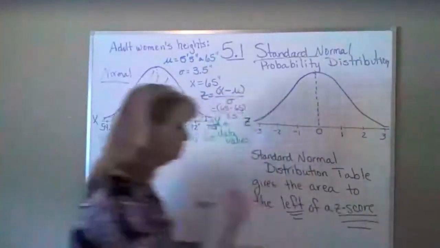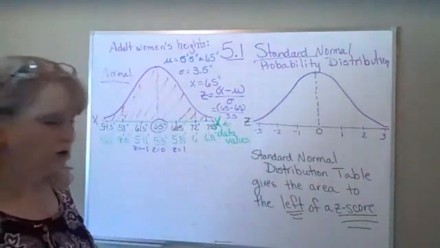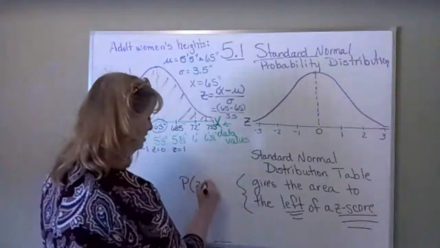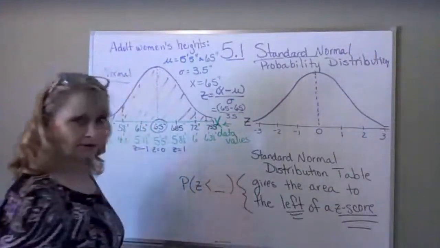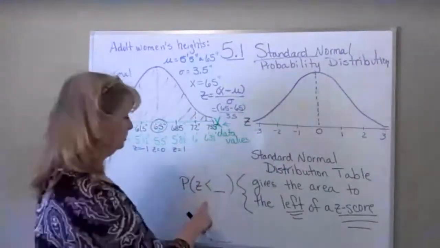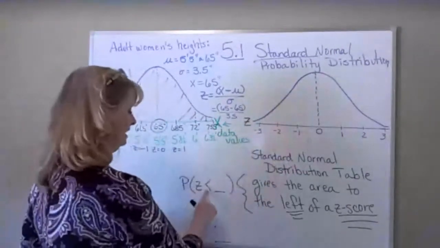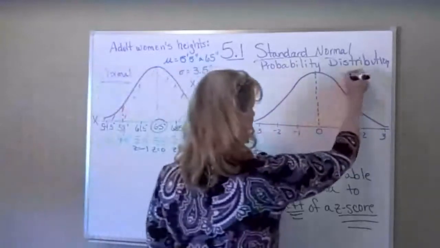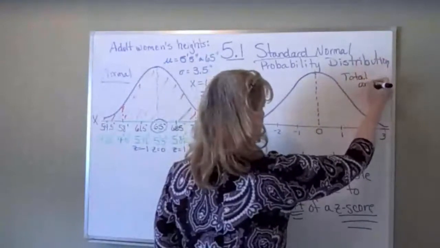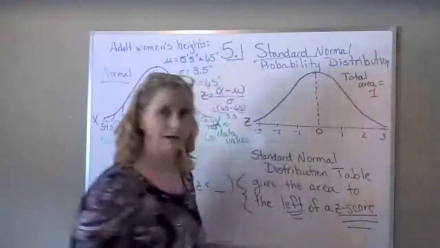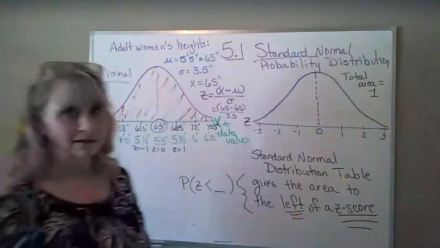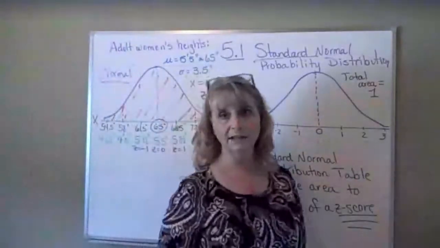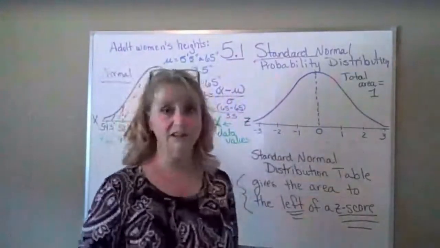The z-table gives the area to the left of a z-score, which correlates to the probability that the z-score is less than a certain number. That's what it will give you, because to the left is a less than. But remember also, the total area under the curve still has to be 1. We did not change the shape of it. We didn't change any of the probabilities. All we did was change the numbers across the bottom to standardize it so that we could use these same numbers for every single data set.